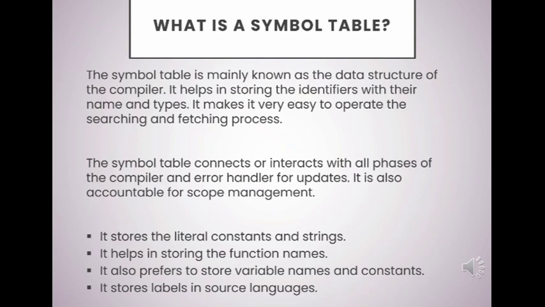The symbol table is mainly known as the data structure of the compiler. It helps in storing the identifiers with their names and types. It makes it very easy to operate the searching and fetching process. The symbol table interacts with all phases of the compiler and the error handler for updates. It is also accountable for scope management. It stores the literal constants and strings, function names, variable names and constants, and it stores labels in source languages.